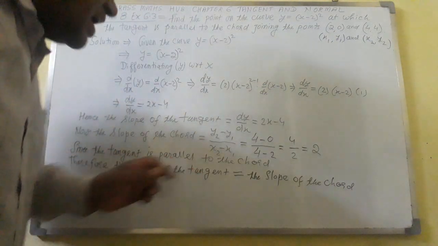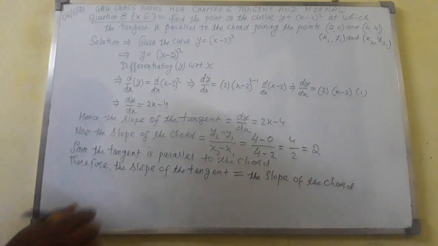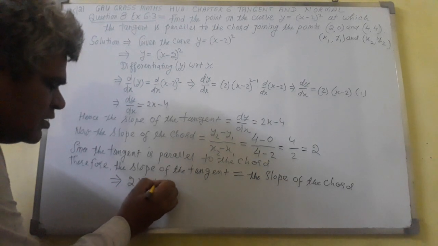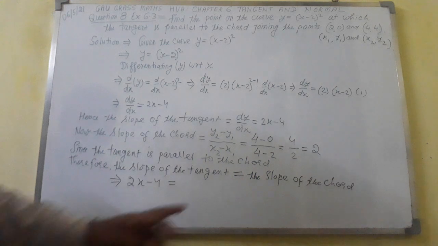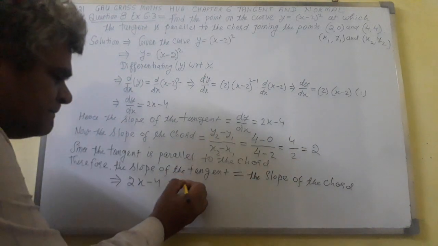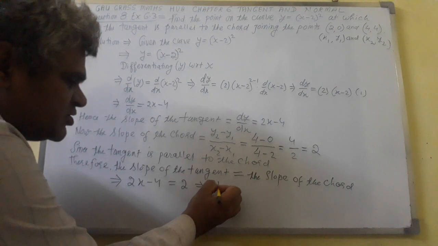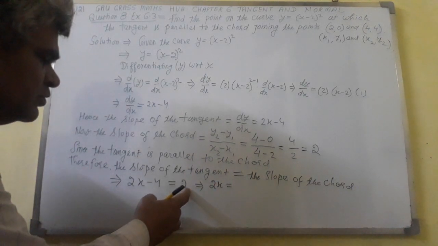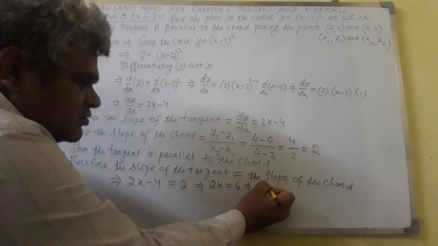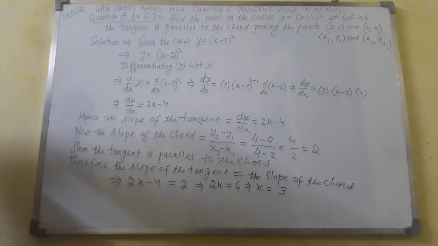So here the slope of the tangent we have got 2x minus 4. So here I shall write 2x minus 4 equal to the slope of the chord. The slope of the chord we have got 2. So here we shall get 2x equal to 2 plus 4, which comes out to be 6, implied that x equal to 3. The value of x we have got is 3.